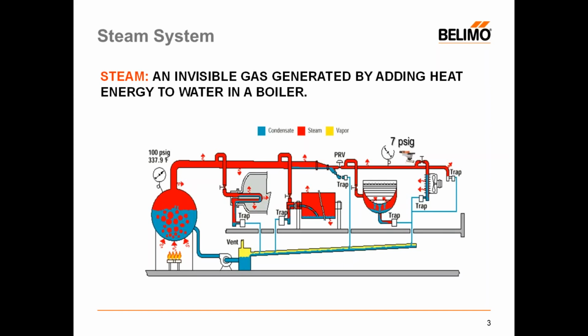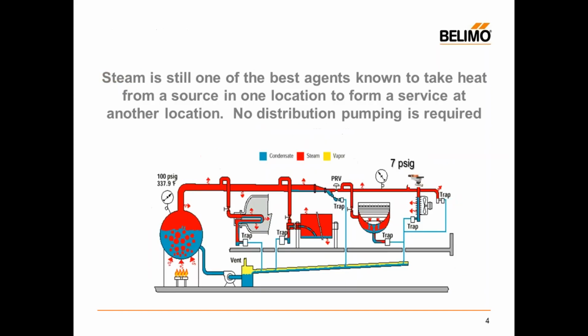Steam is an invisible gas generated by adding heat energy to water in a boiler. Steam is also one of the best agents known to take heat from one source in one location to form a service at another location. So if you have a hot water system, you might want to make your hot water at a different location so you don't need all the pumping. With steam, no distribution pumping is required. Now you might need pumping to get some of the condensate back to the boilers, and then there's also gravity systems. And again, you see the red and then the blue. You can see before the PRV how you have to constantly drain a steam system. You don't want to cause water slugs, so everything's draining back through the traps and then eventually back to the boiler.